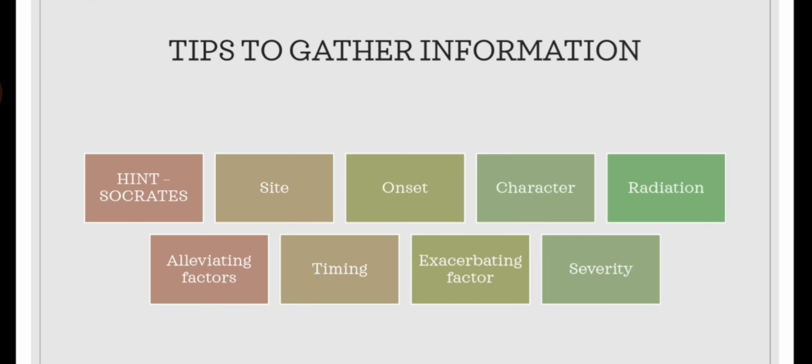Next one is associated symptoms. Here, an attempt is made to uncover in a systematic way symptoms that might be expected to be associated with disease of a particular area. Remember that a single symptom may provide a clue that leads to the correct diagnosis.